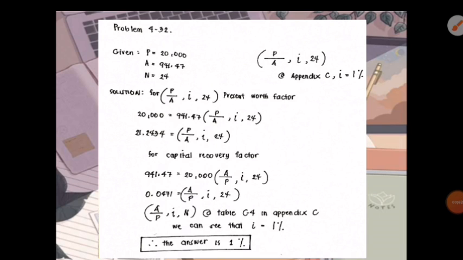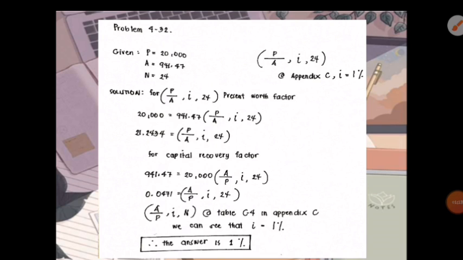So, solution. P over A, interest rate, and N, which is 24, present worth factor. So, 20,000 is equal to 941.47 quantity P over A, interest rate, 24. So, 21.2434 is equal to quantity of P over A, interest rate, and the N is 24.